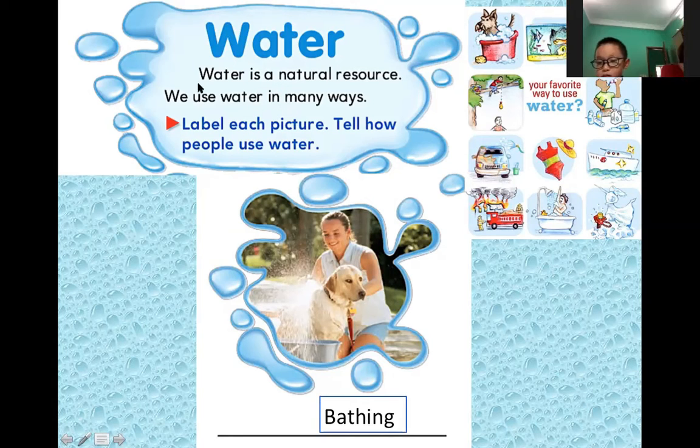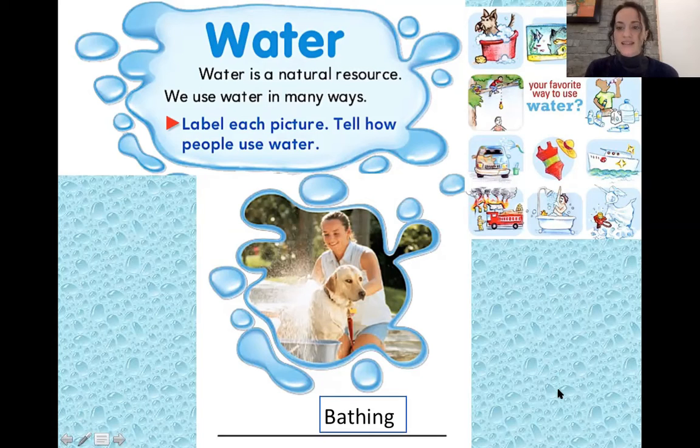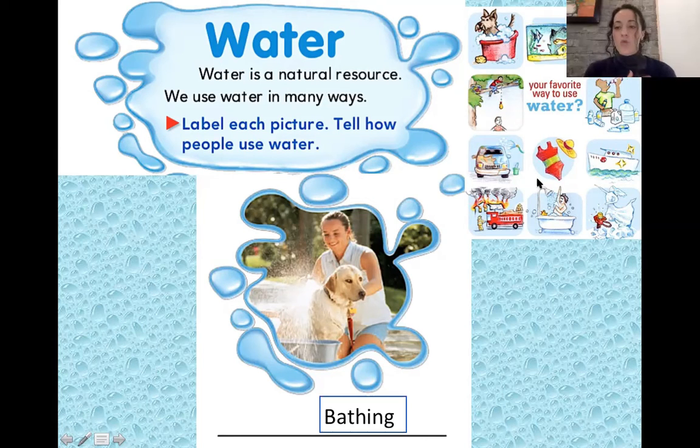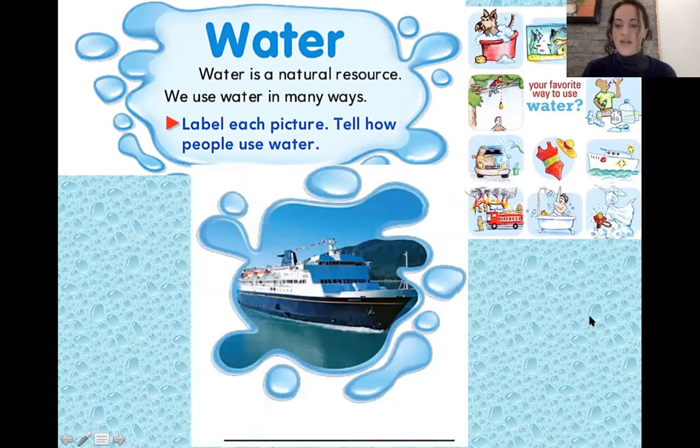Bathing. Good. Bathing. Everybody say bathing. Bathing. Good. So washing your body or washing your pet, that's called bathing. Or taking a shower or washing. Milk is totally right. Here's another one.